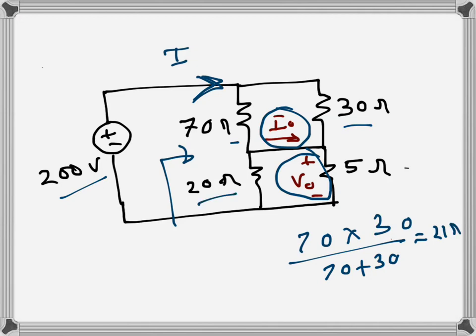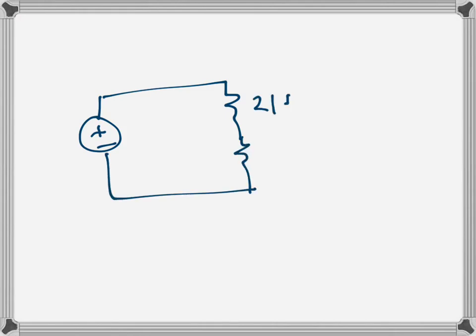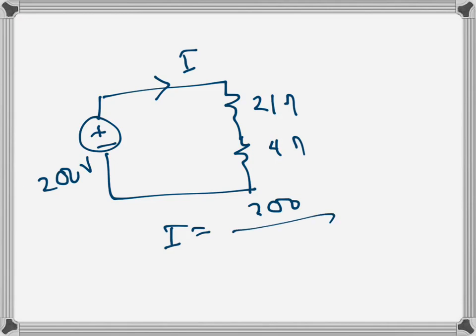ohms. And then these two are in parallel, 20 and 5, so 20 times 5 over 20 plus 5, so that's 4. So the circuit reduces to this: 21 ohms and 4 ohms, and here 200 volts. So this current I becomes 200 over these two in series, so 21 plus 4, which is 25, so that's 8 amps. So that's the total current.